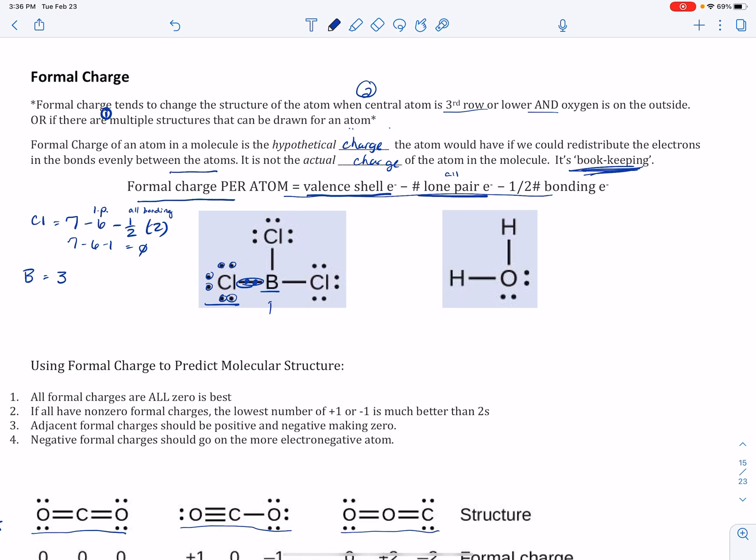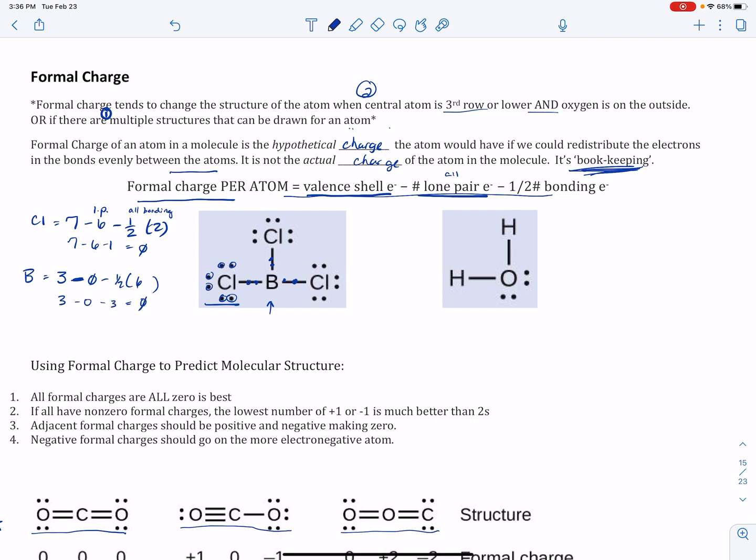Let's look at this boron right here. So that boron, it's 3. Now notice he doesn't have any lone pairs on him. So minus 0 lone pairs, minus, and then it's half, again, of the bonding electrons. So 1, 2, 3, 4, 5, 6. So this tells us that we're 3 minus 0 minus 3, which gives us 0.